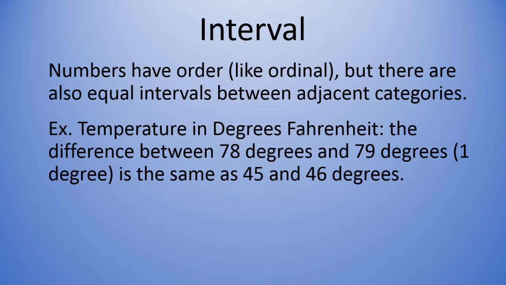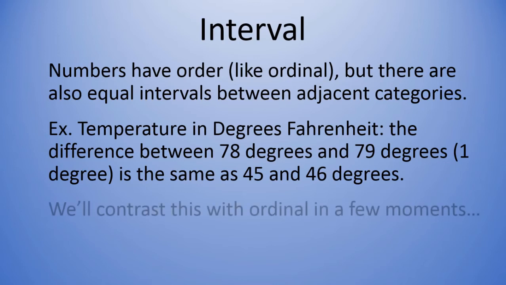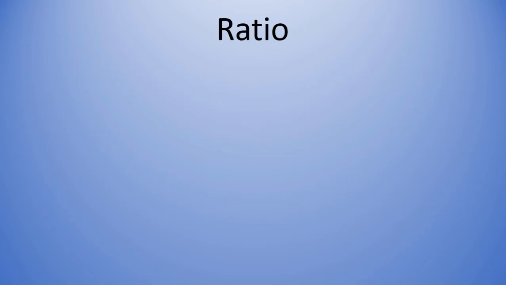So anywhere along that scale, up and down the Fahrenheit scale, that 1 degree difference means the same thing all up and down that scale. Okay, so if we take 8 degrees versus 9 degrees, the difference there is 1 degree once again. That's a classic interval scale right there, where those differences are meaningful. And we'll contrast this with ordinal in just a few moments. But finally, before we do, let's take a look at ratio.